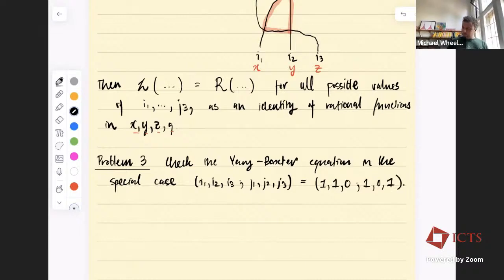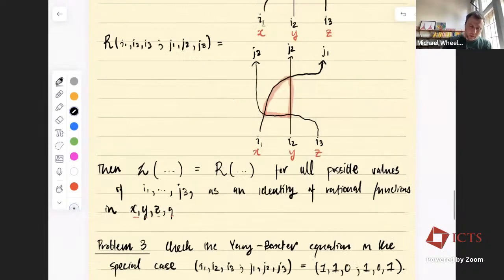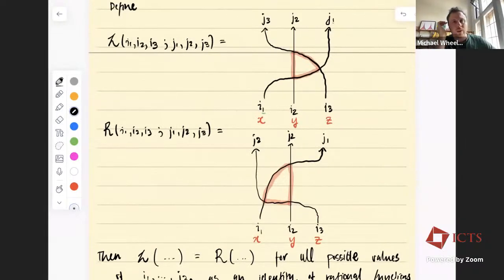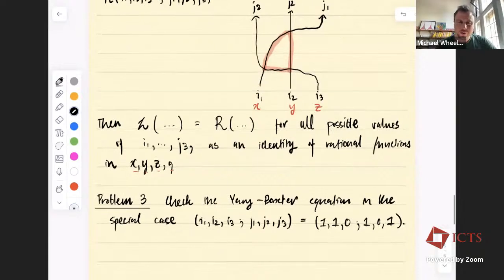Okay, so yeah, as I said, there are many equations here. Some of them are kind of trivially satisfied when you actually go through the check. But there are some that are really non-trivial identities of the underlying rational functions. And if I've done it correctly, this should be one such non-trivial case.